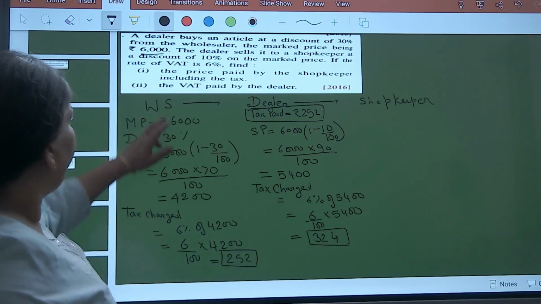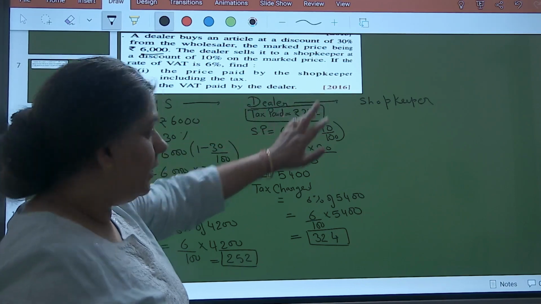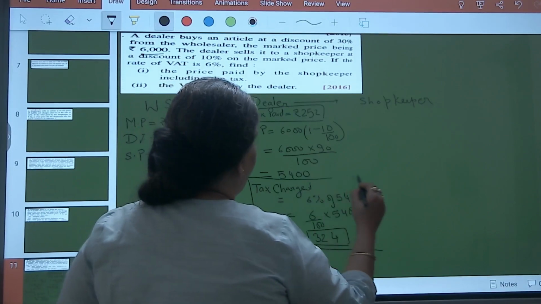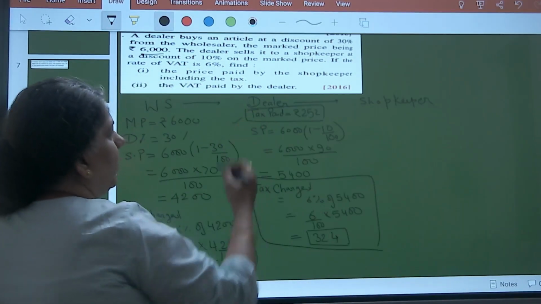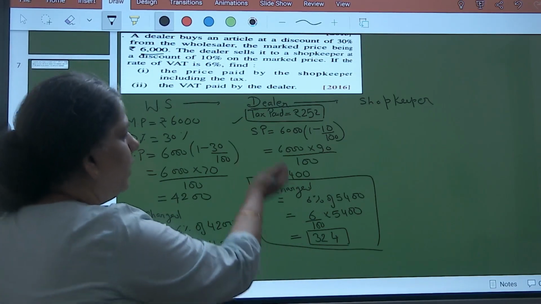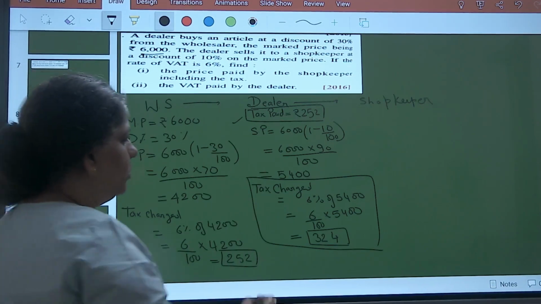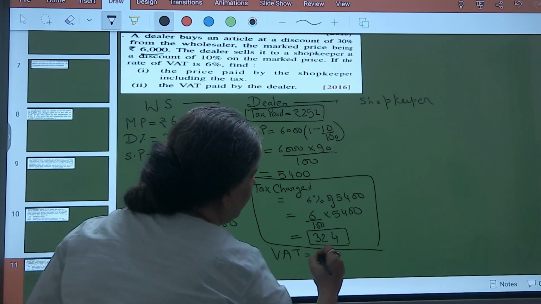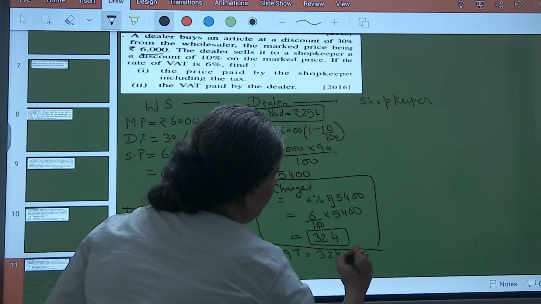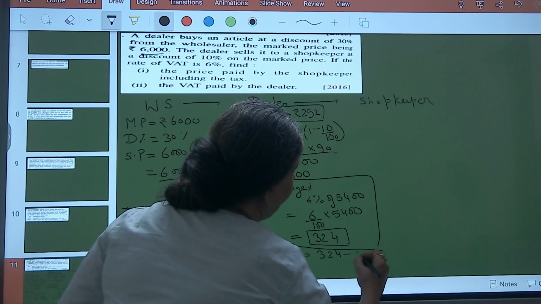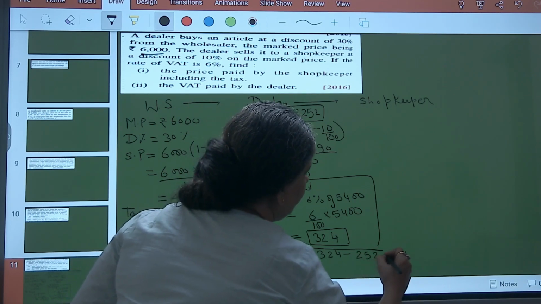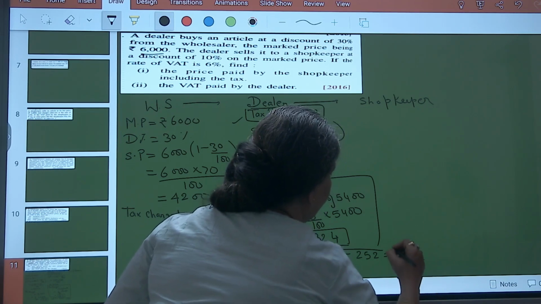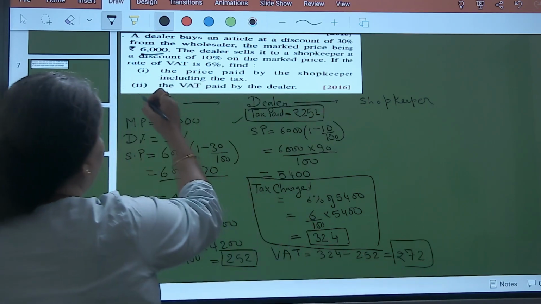324, and we have to find the VAT paid by the dealer. So here we have tax charged and tax paid by the dealer. So VAT will be the difference of these two. So here we can write VAT is equal to 324 minus 252. This comes out to be rupees 72. So this is the second part that we have solved.